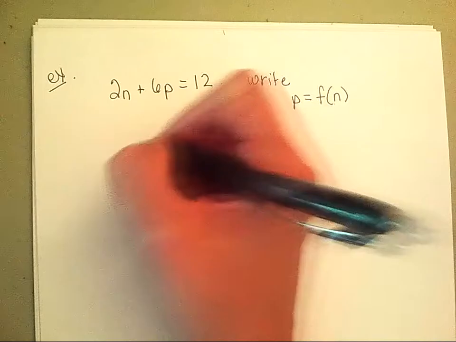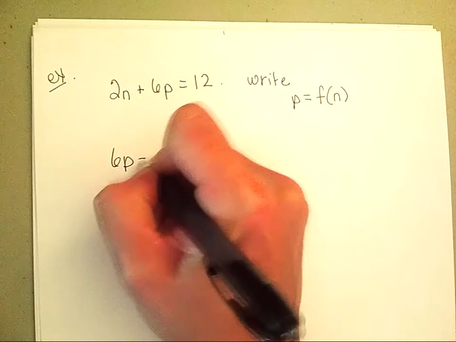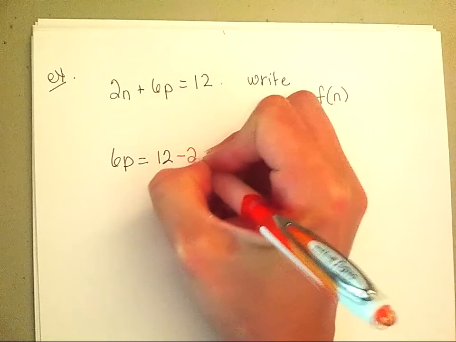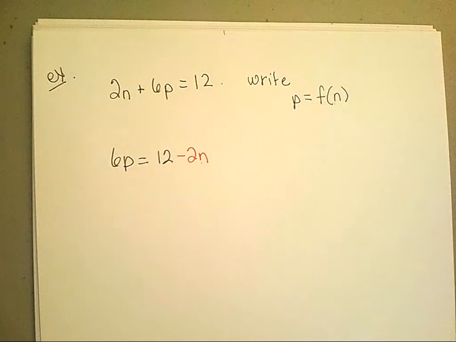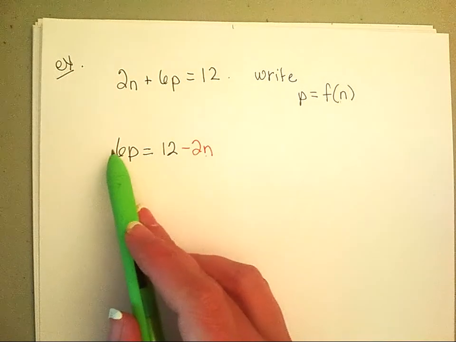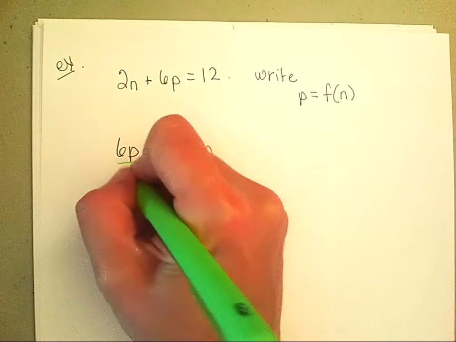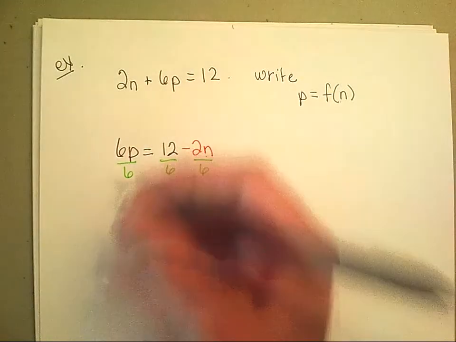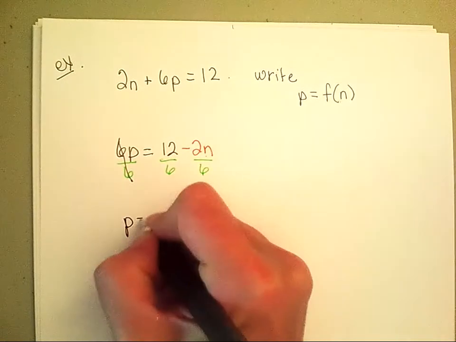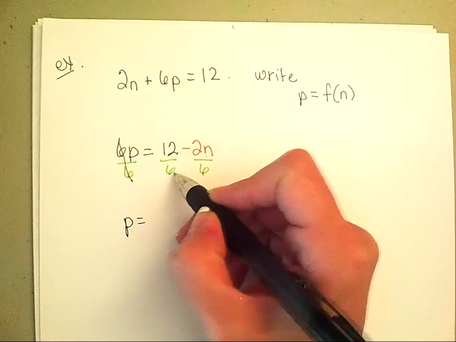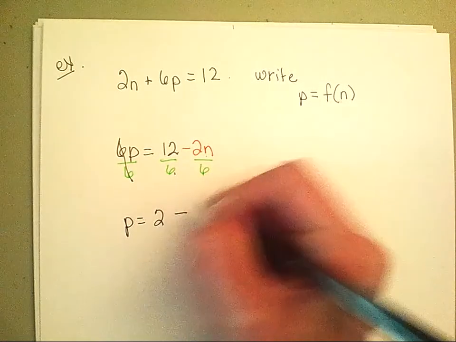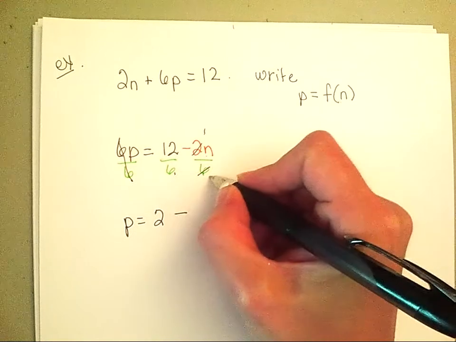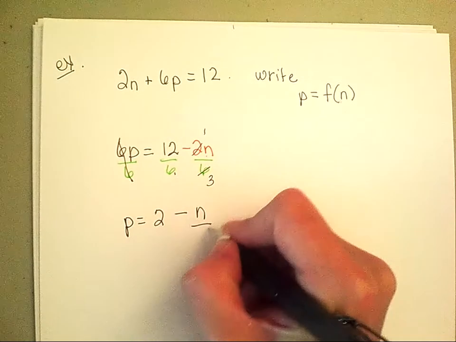We need to subtract 2n from both sides. And now I haven't quite solved for p. P is being multiplied by 6, so let's divide everything by 6. Then here the 6's will cancel, and we have p. Here also, 6 goes into 12 2 times. And here we also have some canceling. 2 goes into itself once and into 6 3 times. So we have minus n over 3.